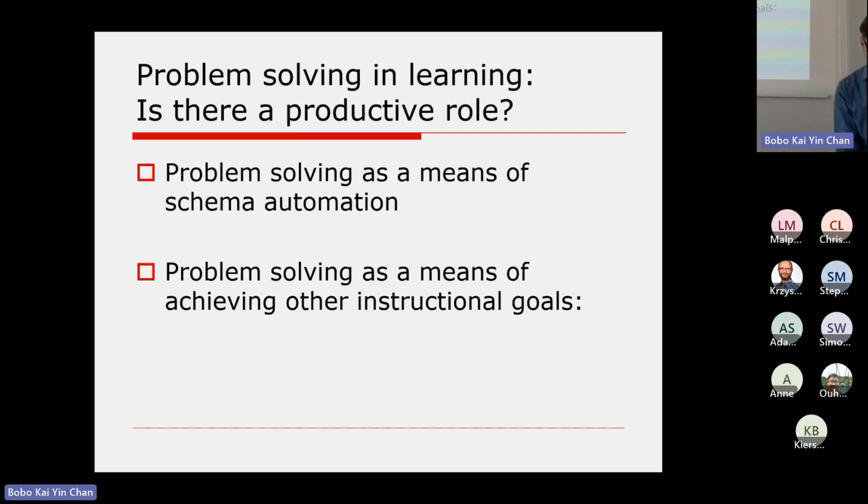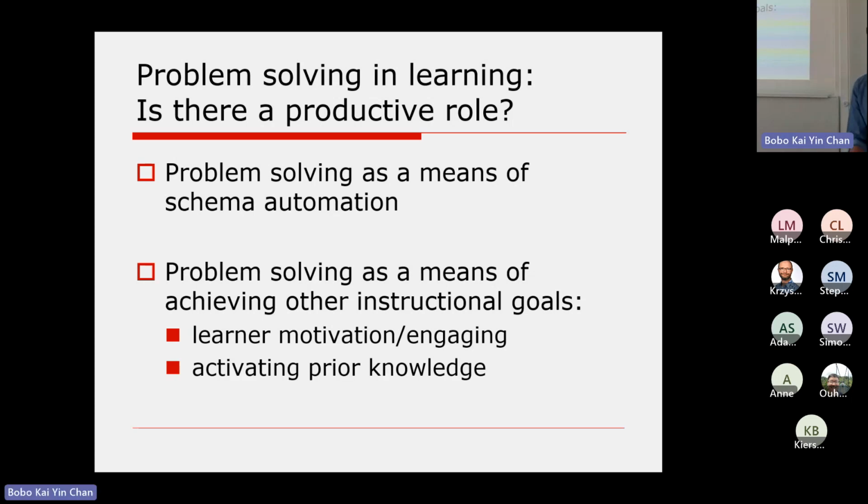Besides acquiring solution schemas, there could be something else, like, for example, motivation or engaging learners. You can present some interesting problems to engage learners or motivate them. That could be one possible way of using problem solving right from the beginning, or activating their prior knowledge. Facing the new problem, they might be able to see what they know that is relevant to this problem or not, and in this way activate prior knowledge, or establish their knowledge gaps and so on. So there could be other instructional goals that problem solving could be useful for achieving, right from the beginning without even any initial acquisition of solution procedures.